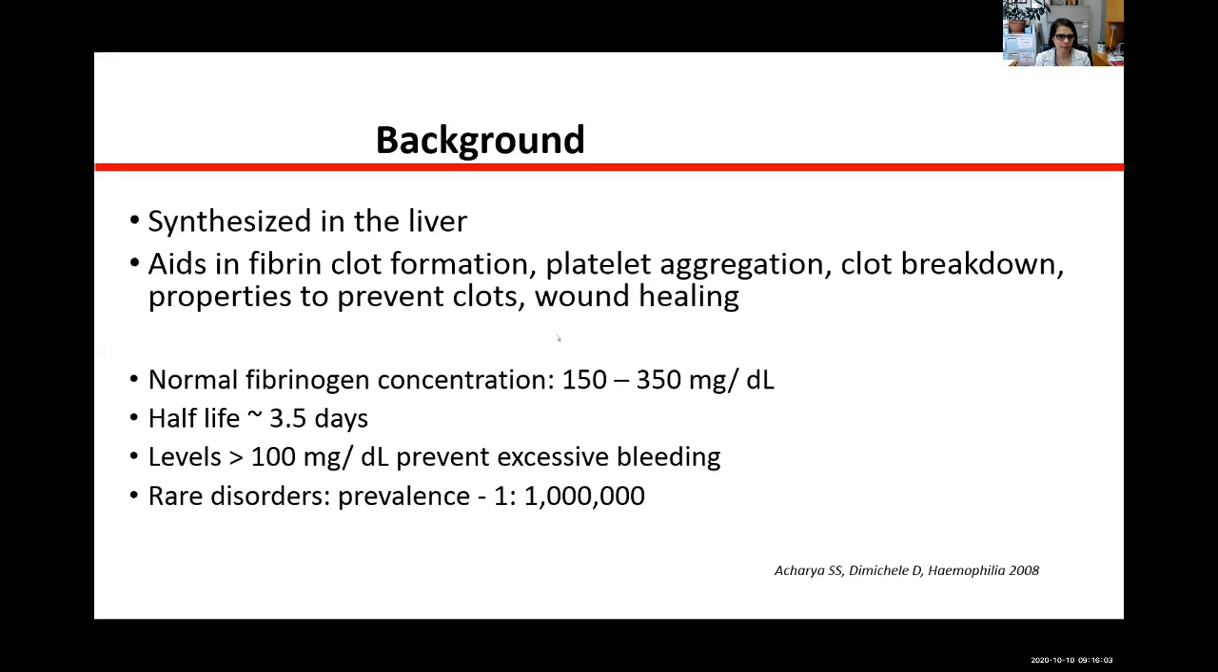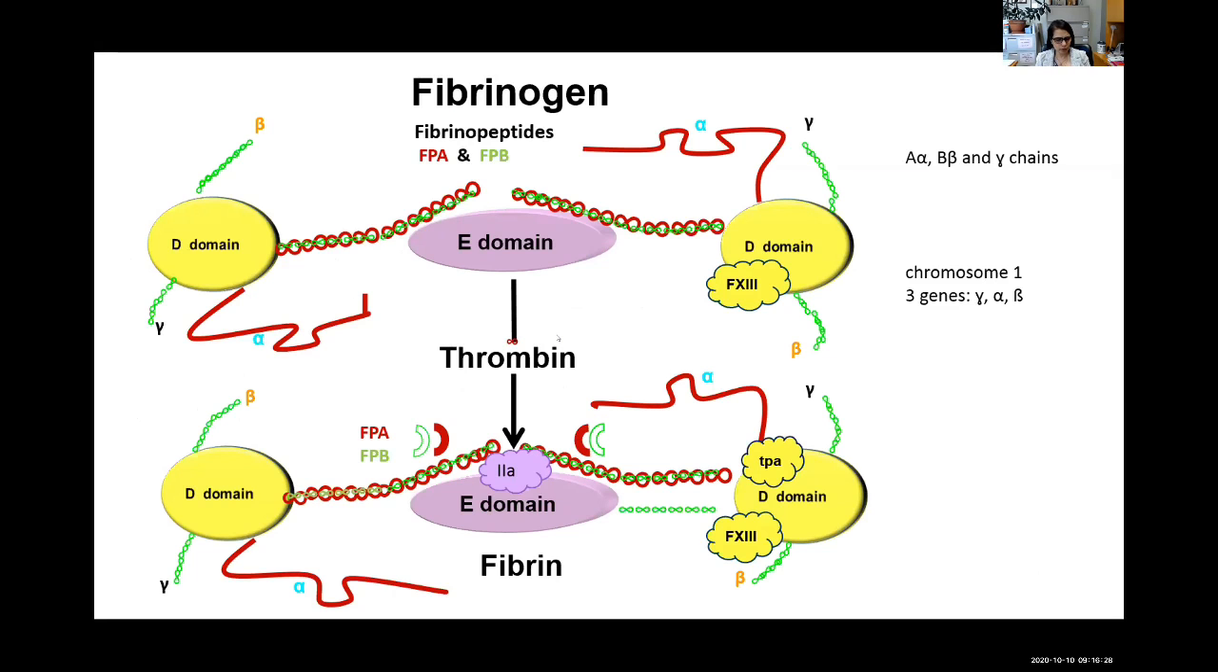and veins. The normal fibrinogen concentration ranges from 150 to 350 milligrams per deciliter, but this is also dependent on the lab and the type of assay. And so each laboratory has their own standards. It roughly has a half-life of about 4 days, and typically levels more than 100 milligrams per deciliter can prevent excessive bleeding.